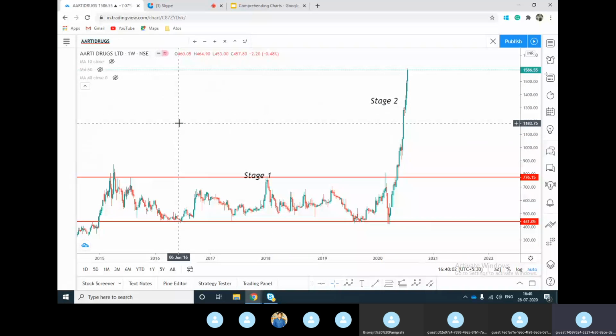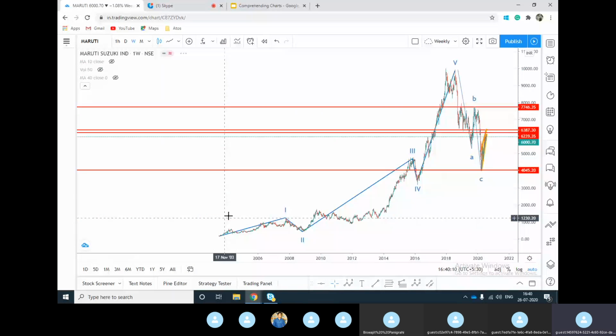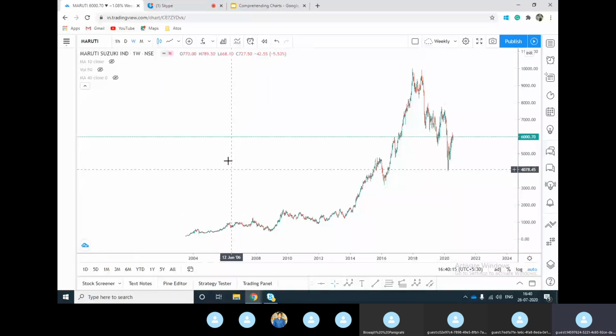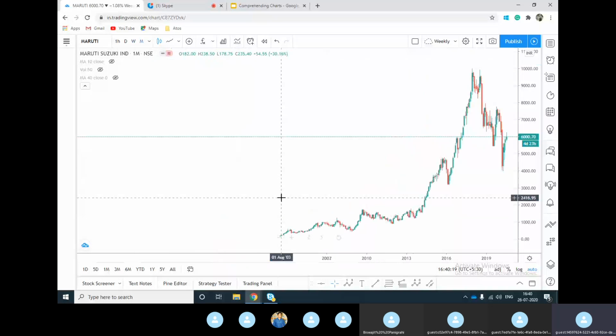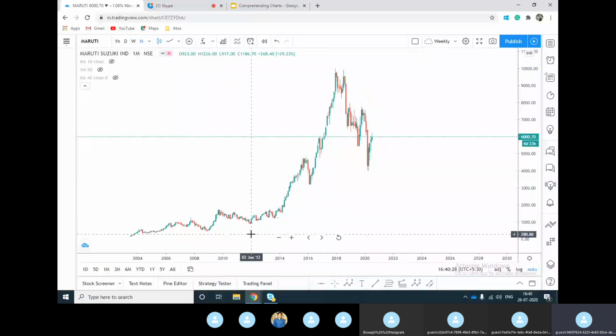Let me see Maruti. We'll take good examples and see how things were, so we'll remove all these drawings. Let us take the monthly chart. This is a monthly chart we are taking. We will describe the daily, monthly and weekly charts later. But here also, can you tell me what the stages are? Take a few seconds to see where the stages are.